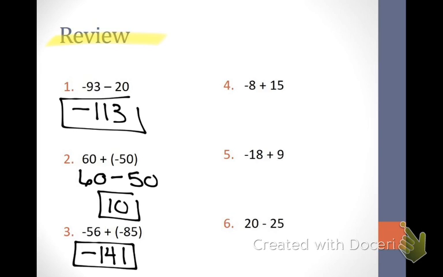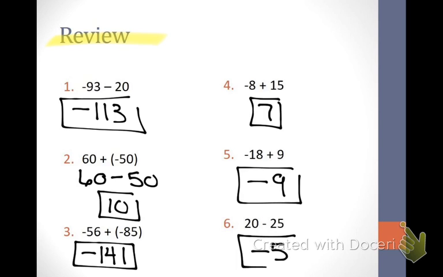All right, now number 4, what'd you get? 7. What about number 5? Negative 9. All right, negative 9. What about number 6? Negative 5. Negative 5. Good job.